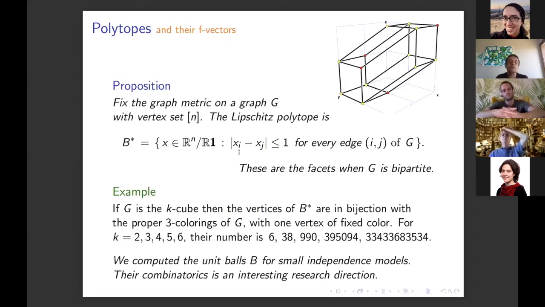Here's an example. So the cube is particularly important because these are binary random variables. So the model, if I have k binary random variables, so the graph, the bipartite graph is the k cube, and then the vertices of the associated polytrope are the proper 3 colorings of the cube, of the graph, with one vertex having a fixed color. And then here are some numbers, and this grows, and I'll leave it to you to think about this some more. So we computed these with Polymake and other tools for some small independence models of interest.